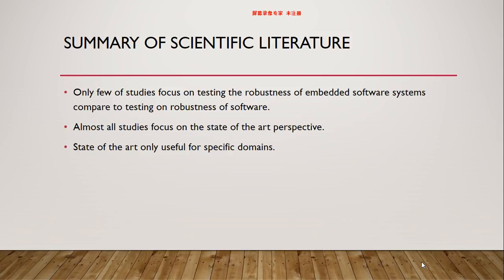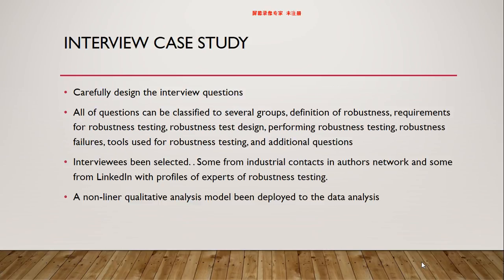They did some research by interviewing people in industry, trying to figure out why people didn't use the state of the art and why the state of the art approaches are so hard for industry to adopt. The interview case study was conducted by the authors. They carefully designed the interview questions and categorized them into several groups: definition of robustness, requirements for robustness testing, test design and performing the testing, robustness failure, tools used for robustness testing, and some additional questions.